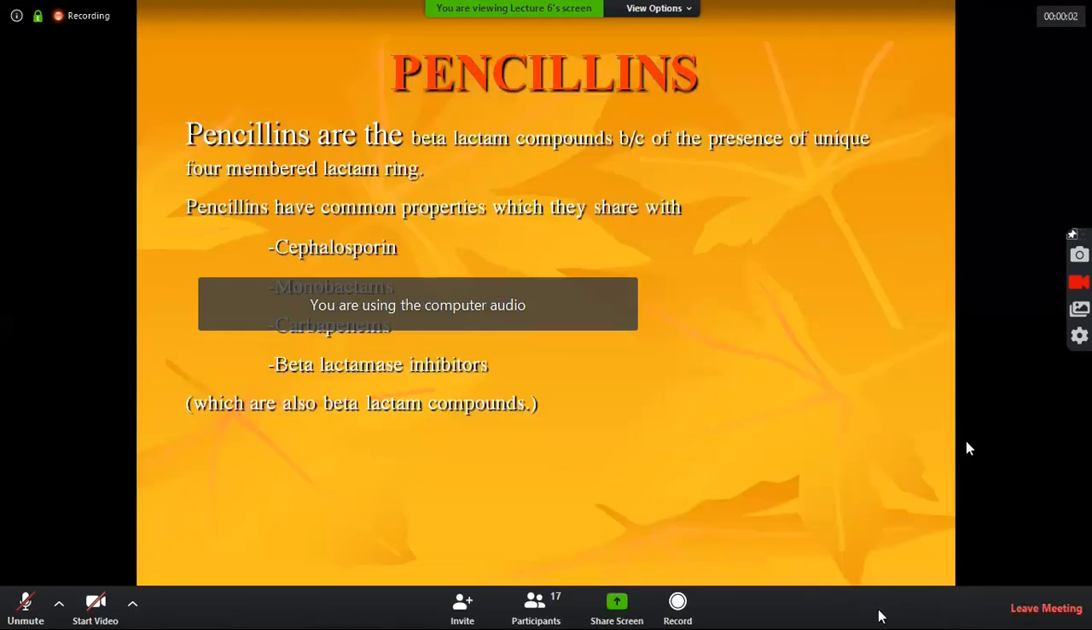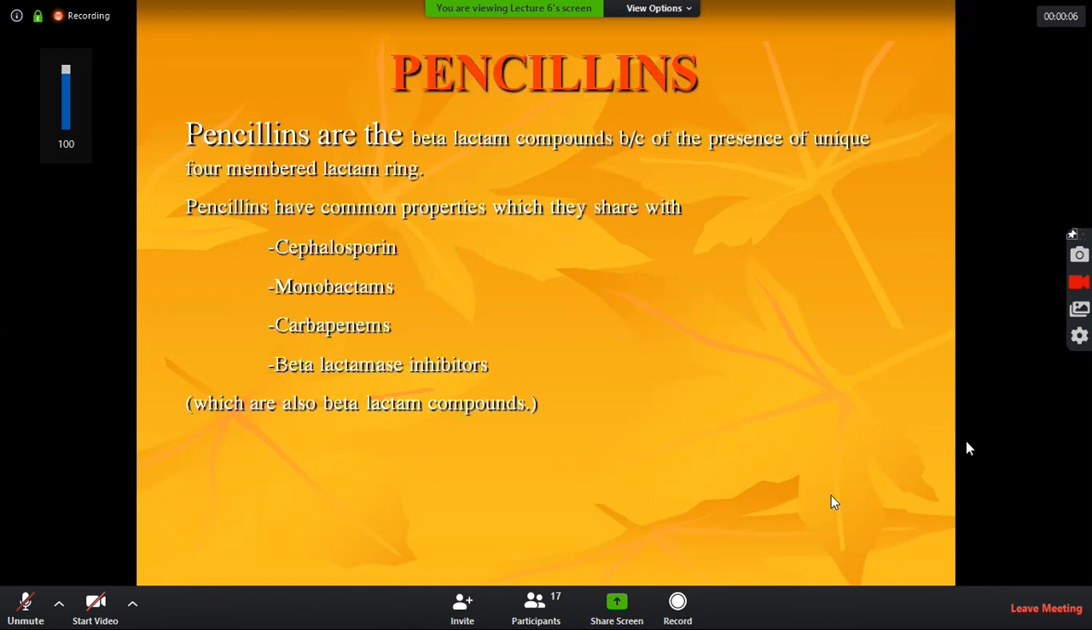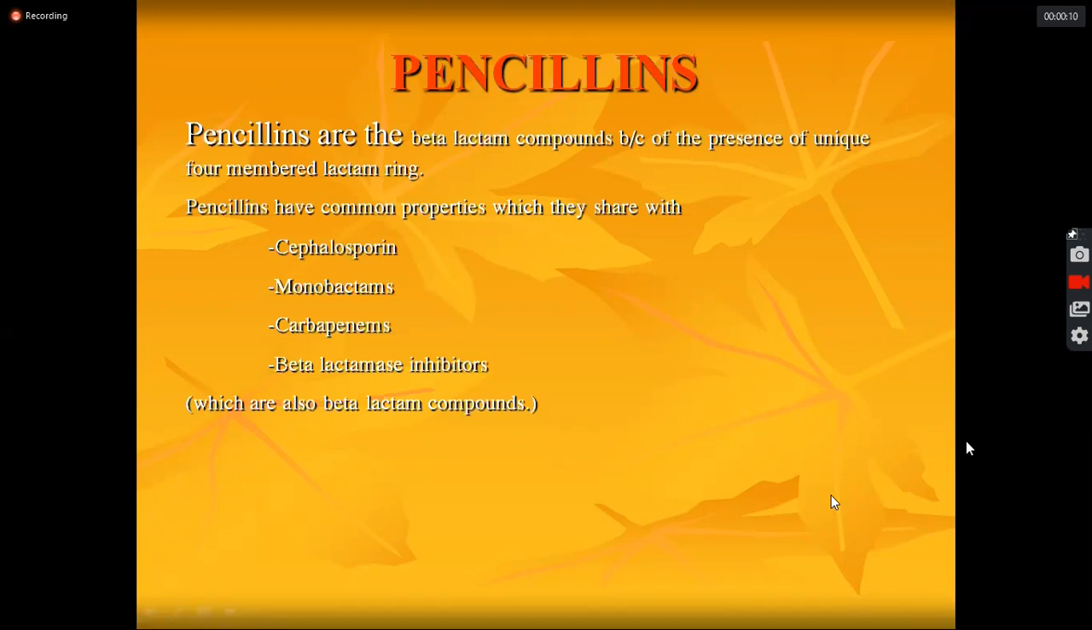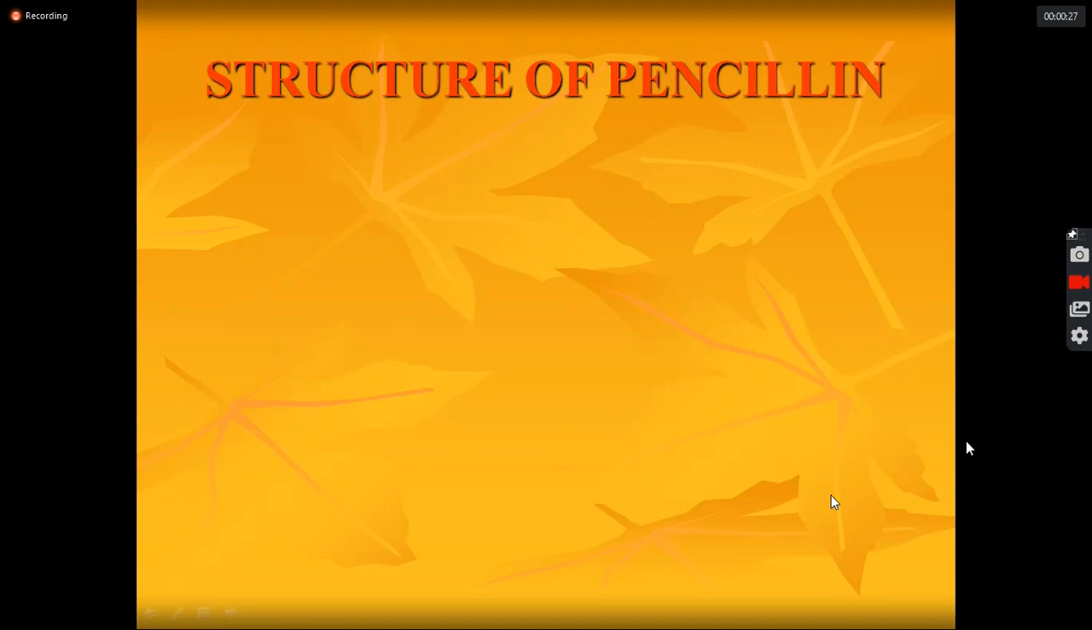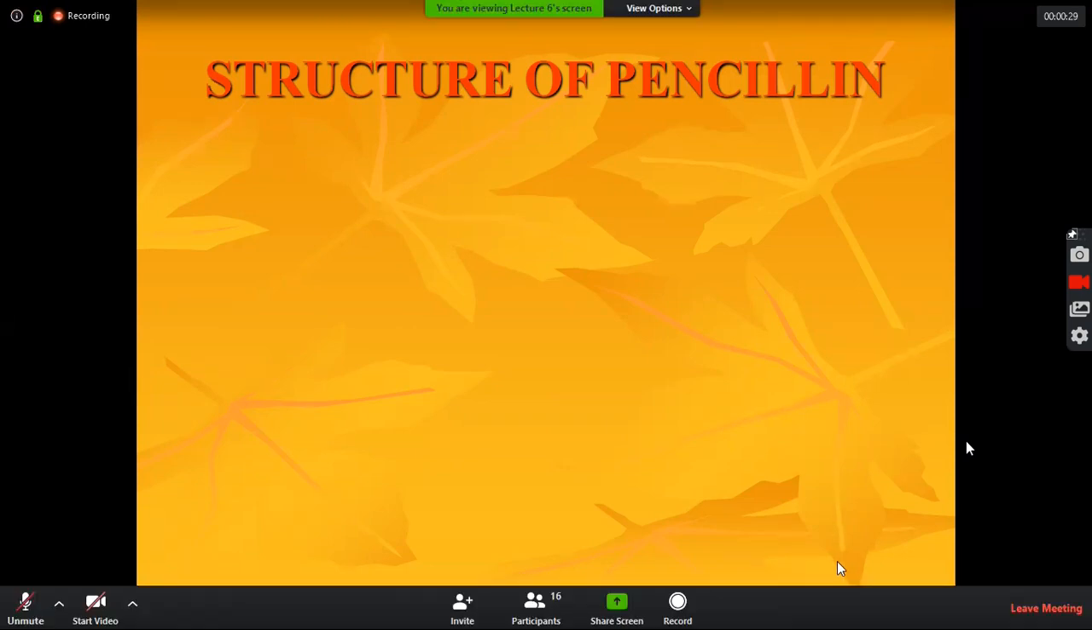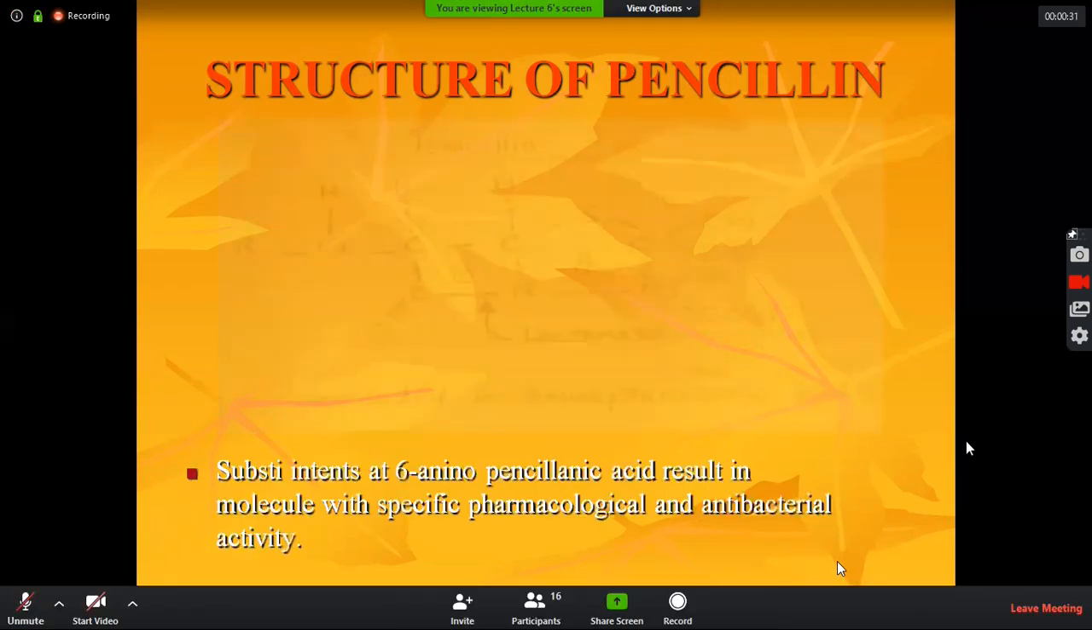Spectrum. So penicillins, which is the name of today's lecture, are the beta-lactam compounds, and they have this common beta-lactam ring in all the other drugs included in this group, along with the mode of action. A beta-lactam is a ring present in their structure, and it is responsible for the activity and the antibacterial effect of the penicillins.